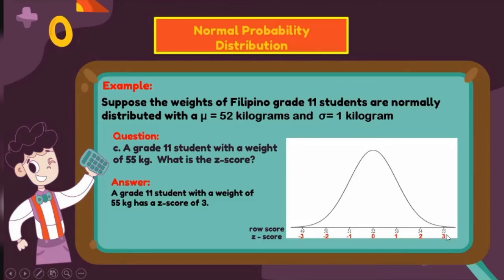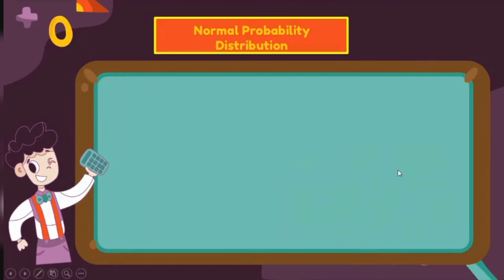Siyempre, kung babalik tayo rin naman natin siya, let's say, given si C-score, and then you have to determine the weight of a grade 11 student, ganun pa rin yung magiging approach. Let's say, the given C-score is equal to 1, determine the weight of the grade 11 student. So the weight of the grade 11 student corresponds to 53 kilograms based on this given problem. So we're done with that part.